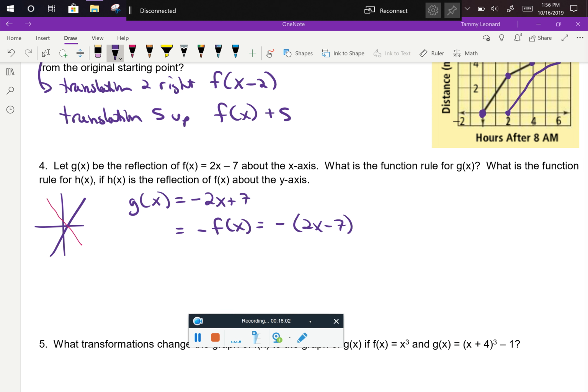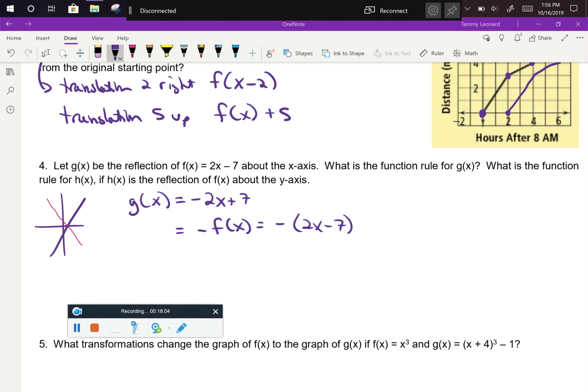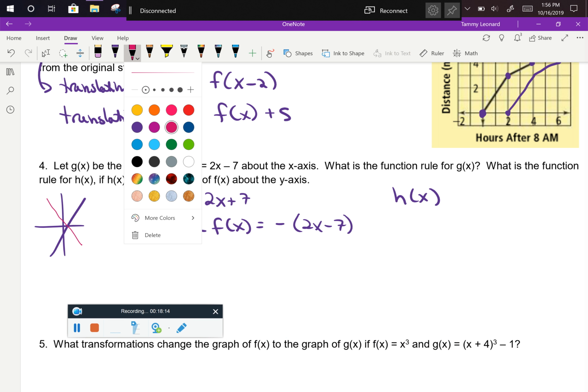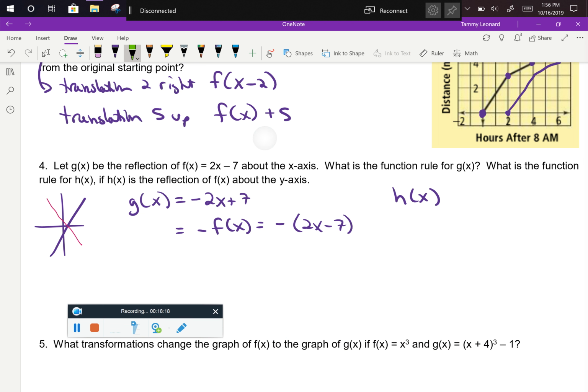All right. Then it says, okay, now what would be the function rule h of x if instead of reflecting across the x-axis, we reflected across the y-axis? So I'm going to have another color here. I want to think about going across the y-axis. If I do, the point that doesn't move is the one on the y-axis, and I'm going to look like that. Really rough. So what's going to be that equation?